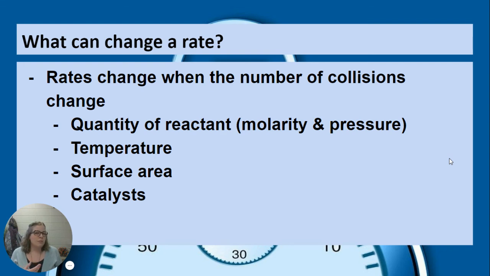So there are some things that we can do to actually make our rates change. One of them is change the quantity of reactant. So if I have a higher concentration or a higher pressure of a gas, generally I can make that reaction happen faster because there are just more particles around to smash into each other. So hopefully that makes sense to you.